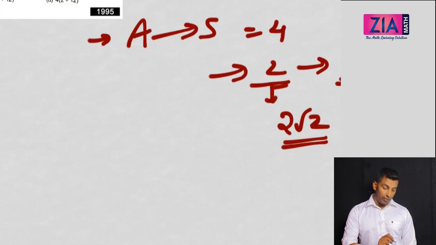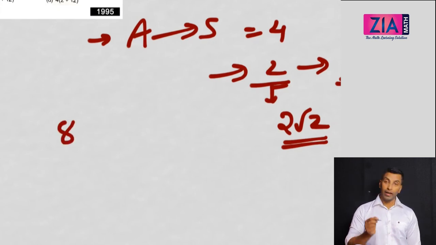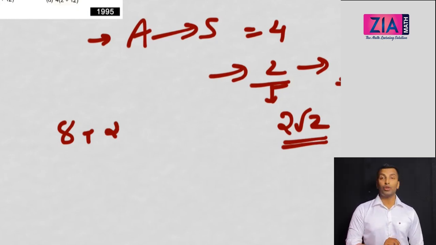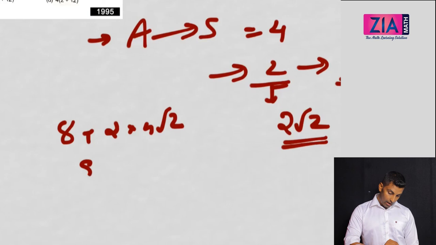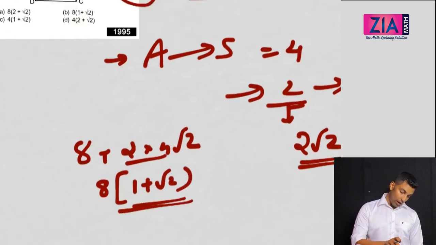So what is the required perimeter? The perimeter of the square, that is 8, plus 2 times the sum of 2 diagonals. So 2 times 4 root 2. You can take 8 out because these two will form 8. So 8 into 1 plus root 2.